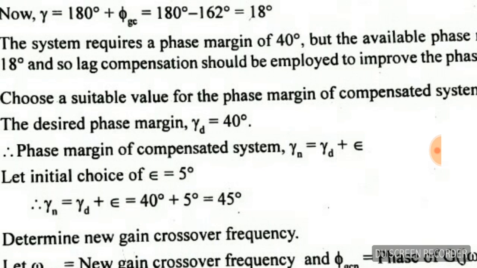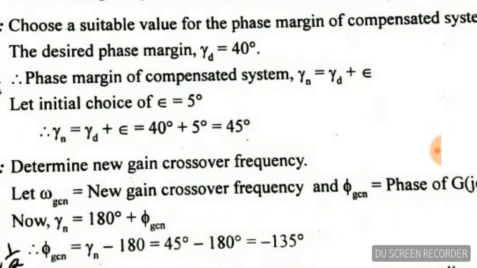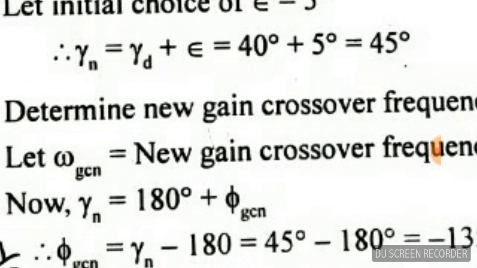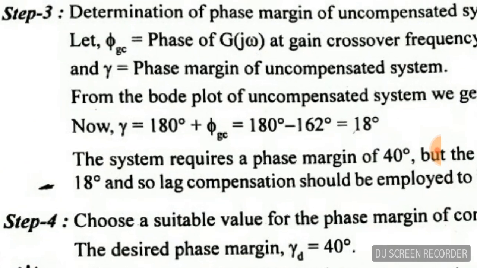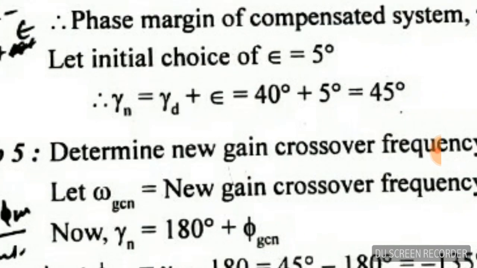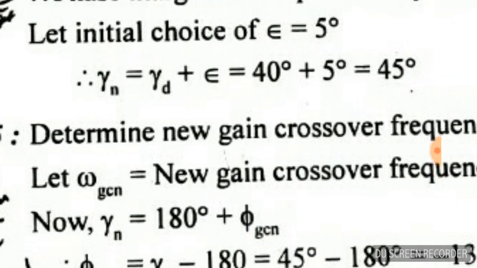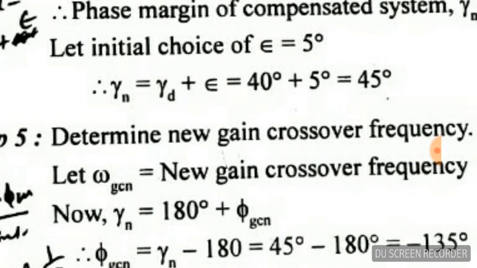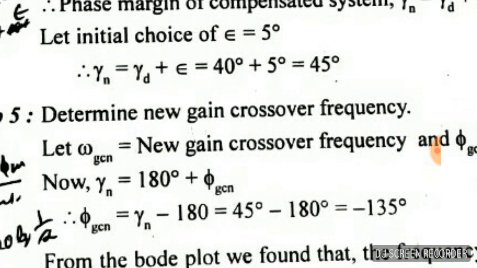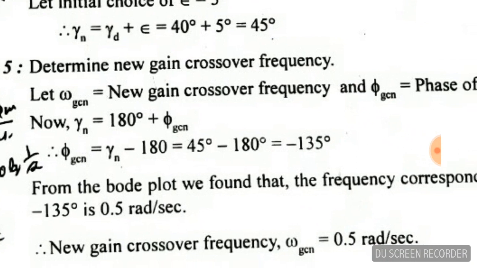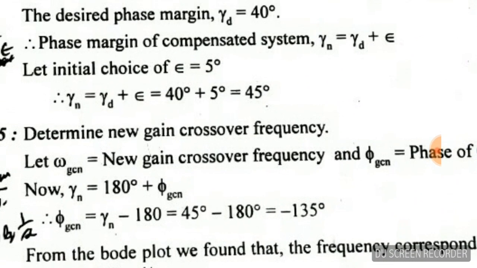And now the new phase margin is 45 degrees, which means that gamma n is 180 degrees plus phi gcn, where phi gcn is the new phase at omega n. But we don't know what phi gcn is, so we need to find that from here. We know gamma n, so we can find phi gcn: 45 degrees minus 180 degrees, that is equal to minus 135 degrees. This is the new phi gcn, and from this phi gcn we can find the new gain crossover frequency, that is omega gcn.